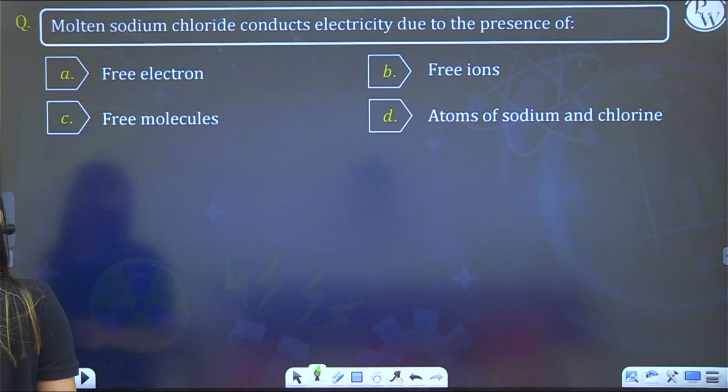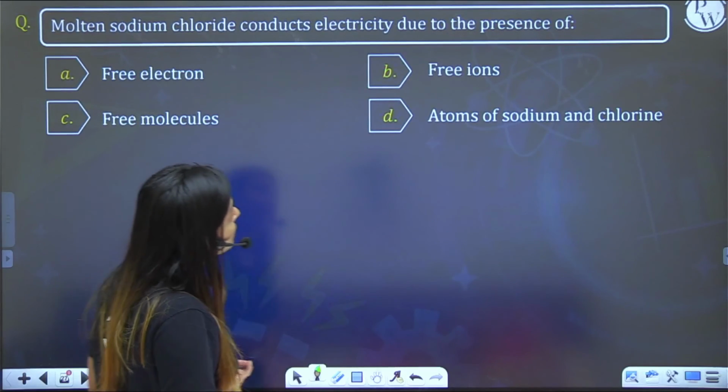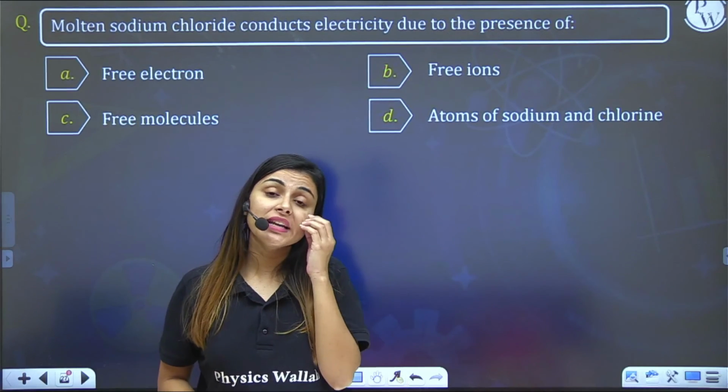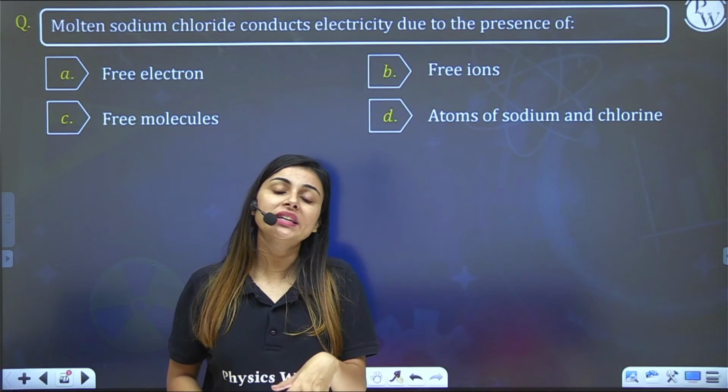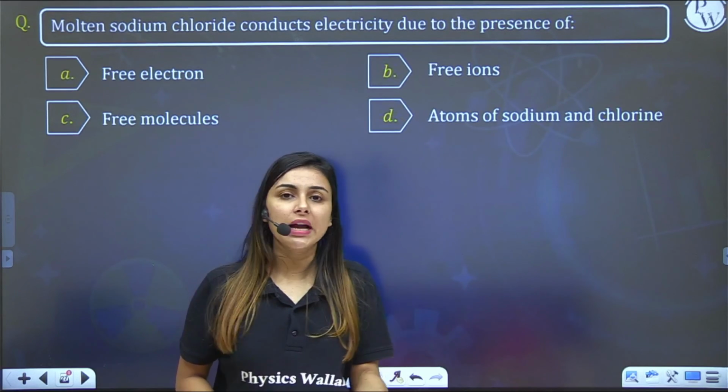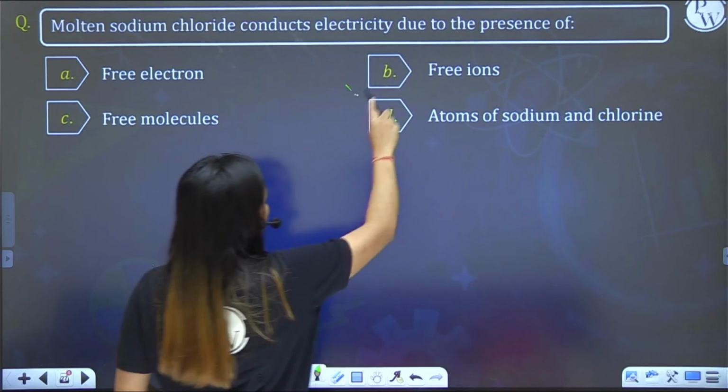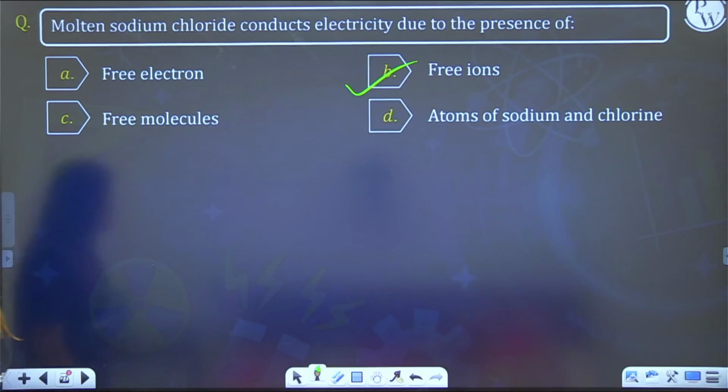Next question is, molten sodium chloride conducts electricity due to the presence of, again molten NaCl is an electrolyte, and how will it conduct electricity? Due to free ions, right? Yes, so free ions, option B is again your correct answer.